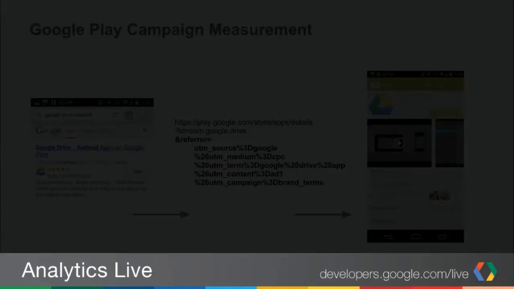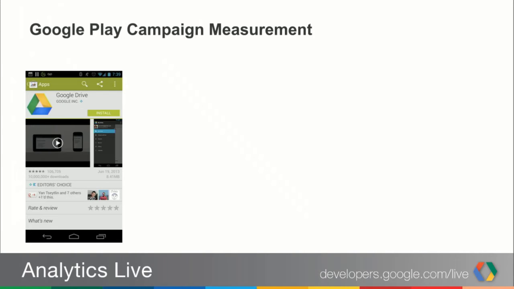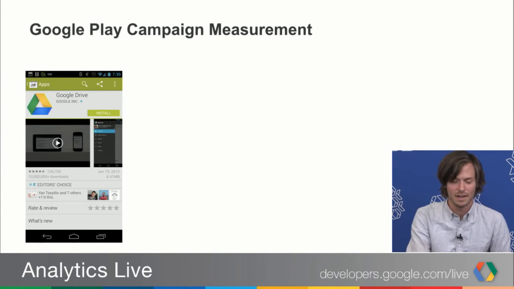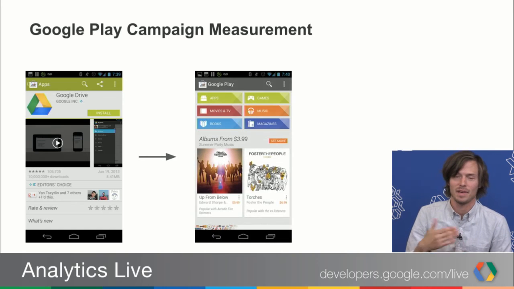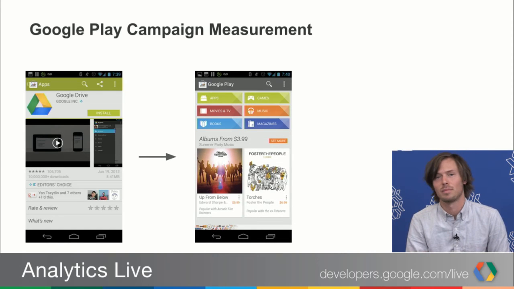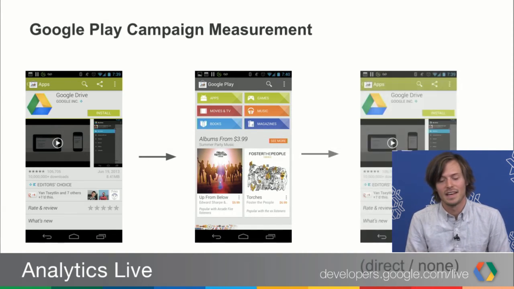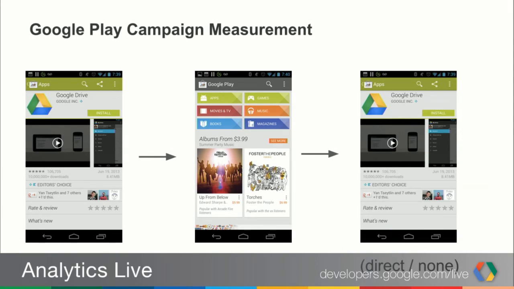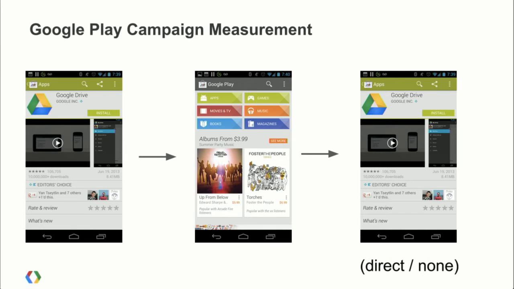The tricky part comes when users move away from that page, for example, if they go out to the Google Play homepage and then they navigate back to your app download page and then install, the refer information is gone at that point. So that install is going to be attributed to direct/none. And that's just kind of the way it works on Google Play Store at the moment.